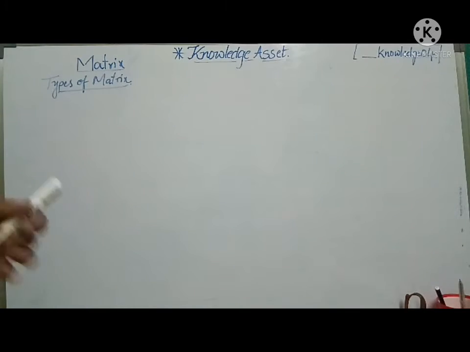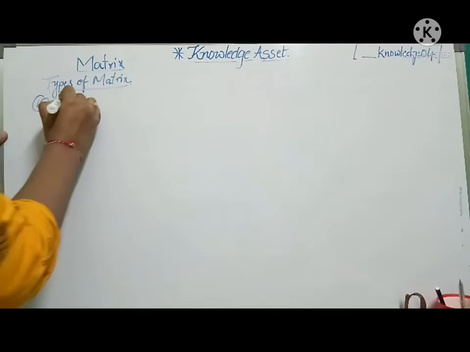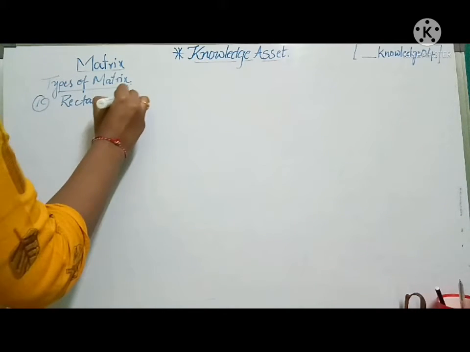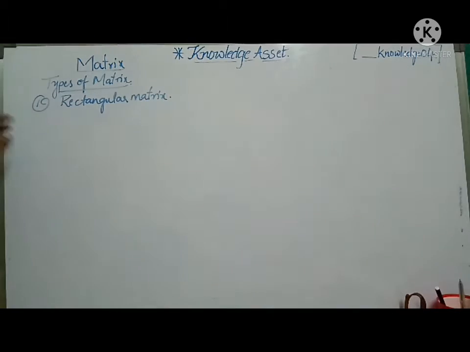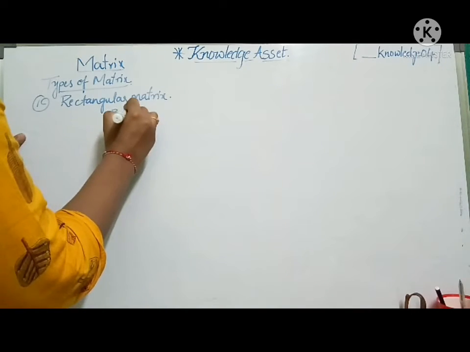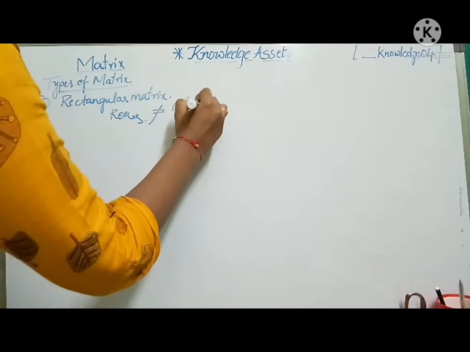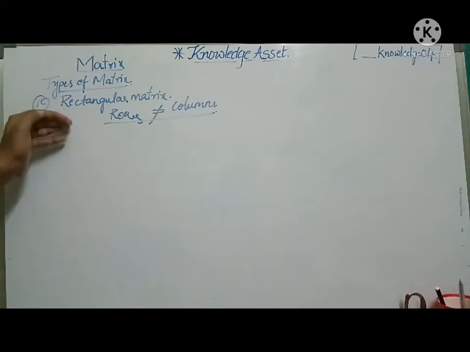Let's see how many types of matrices are there. Type 1 is the rectangular matrix. The definition of a rectangular matrix is a matrix in which the number of rows is not equal to the number of columns. This is said to be a rectangular matrix.